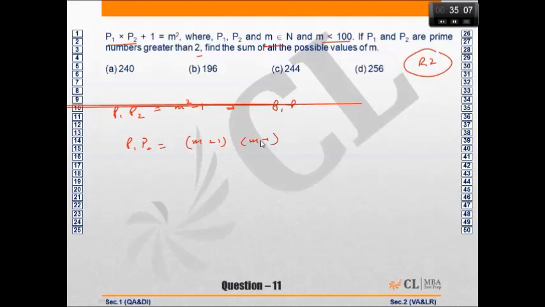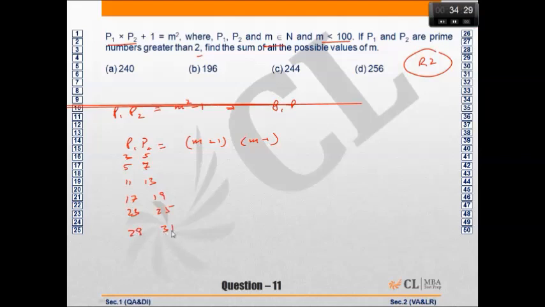That means these have to be consecutive odd numbers. So which are the possible things? 5 and 7, 3 and 5, also there, 5 and 7, 9, 11 into 13. So consecutive odd numbers which are prime is what I'm looking at, 15, 17, 19. Find the sum of all possible values of m. Okay, so m will be the middle number out of these. Okay, 17, 19, 21, 23, 25, 27, 29, 31.